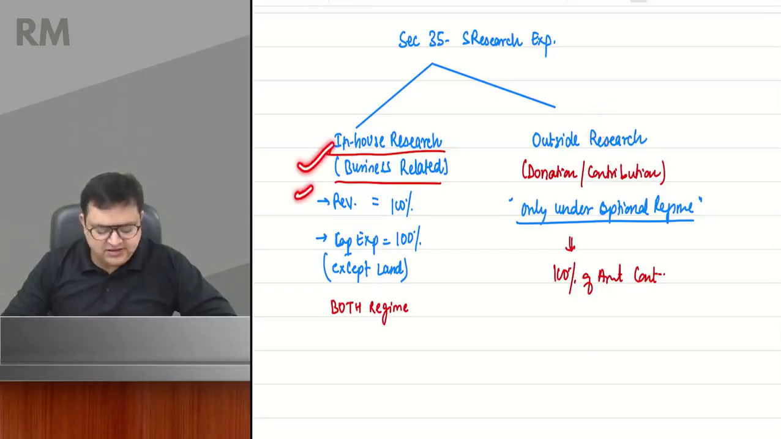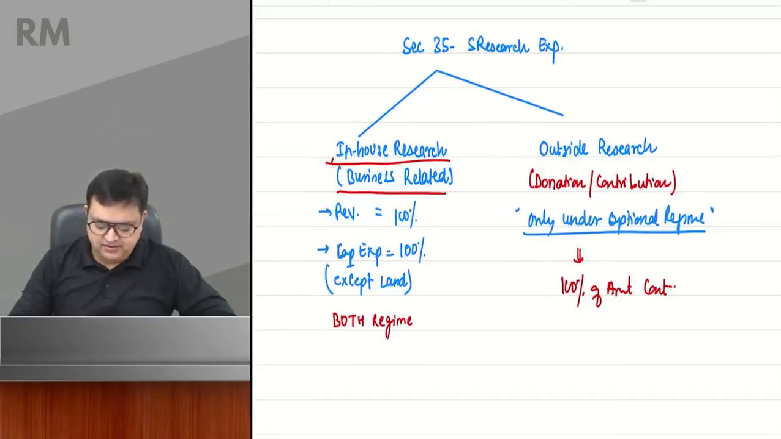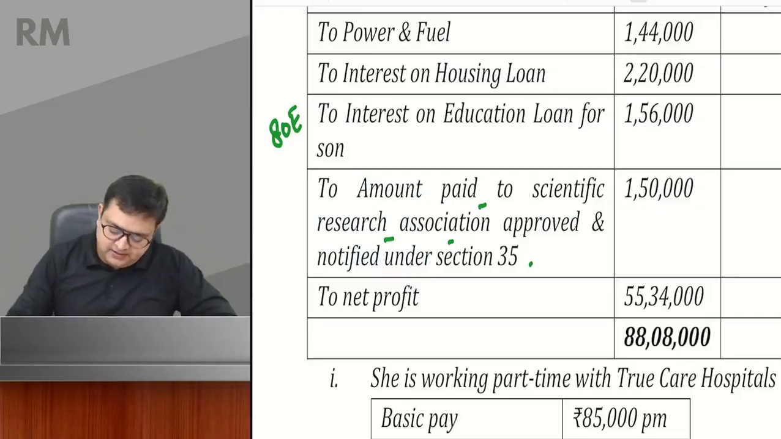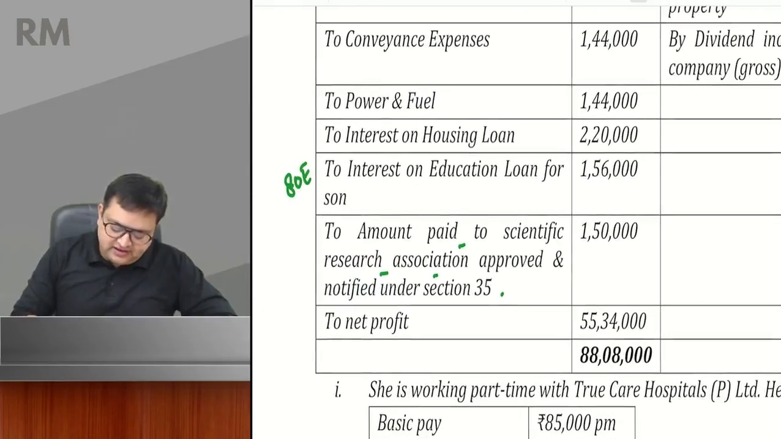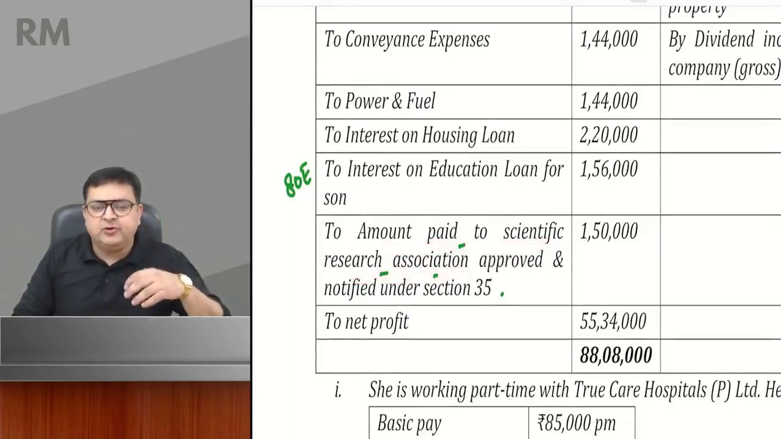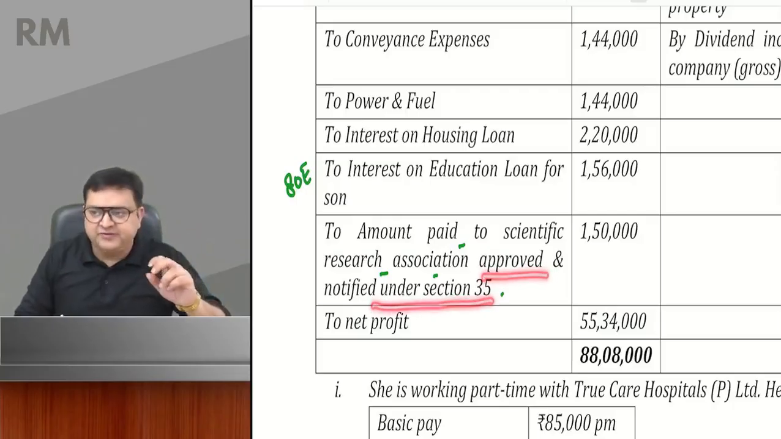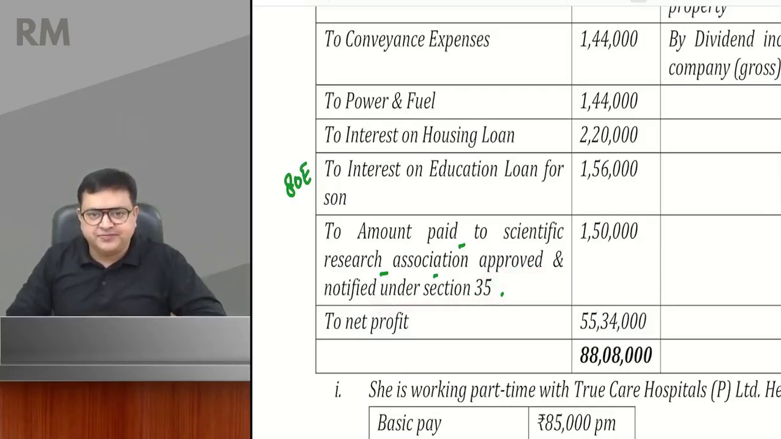In-house research is allowed. Correct. I believe you have done this. Good. Now, it says amount paid to Scientific Research Association. We have paid a certain amount to Scientific Research Association. Outside research, approved and notified under section 35. It's an approved institution. Correct.